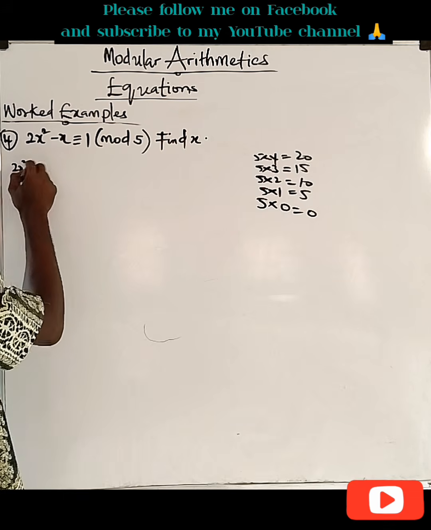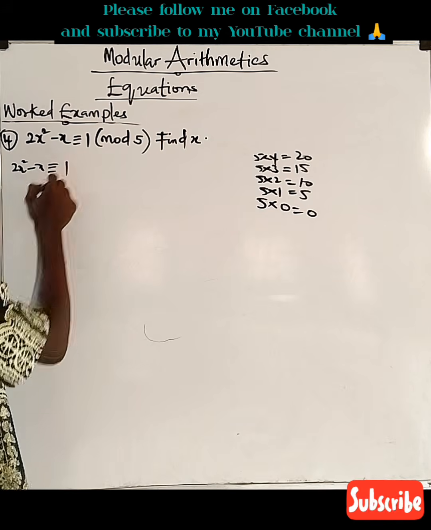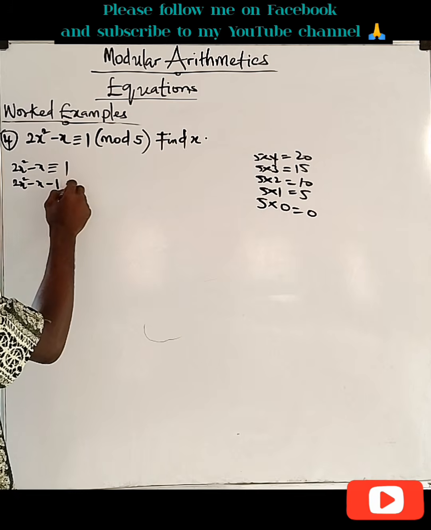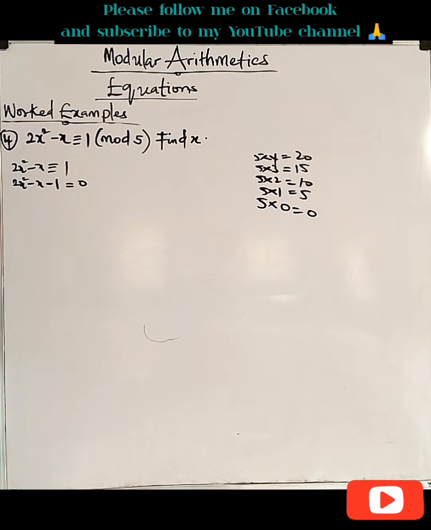That will be 2x squared minus x equivalent to 1. Send this to the other side: 2x squared minus x minus 1 equals 0.